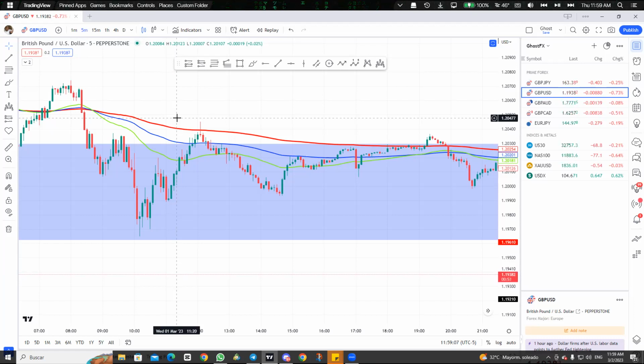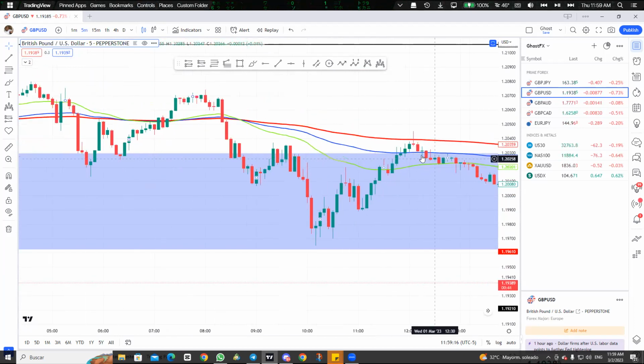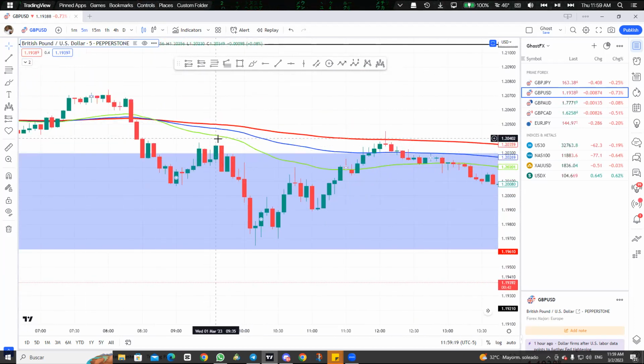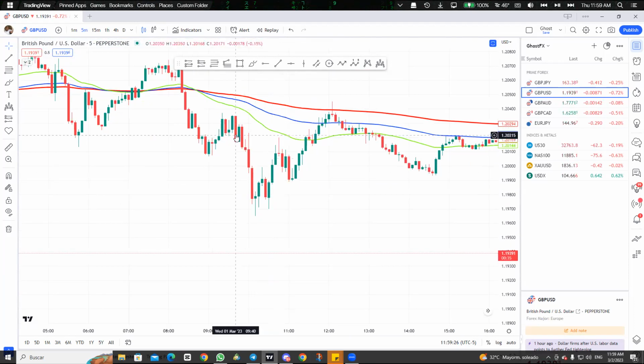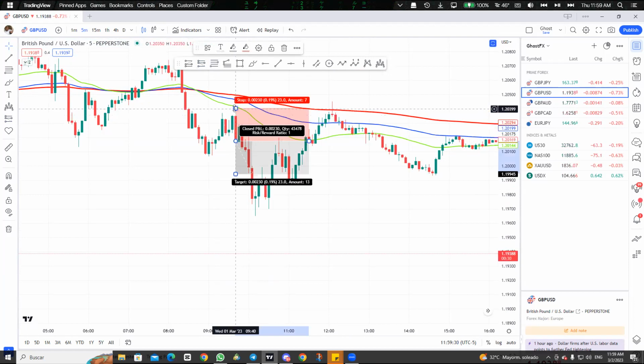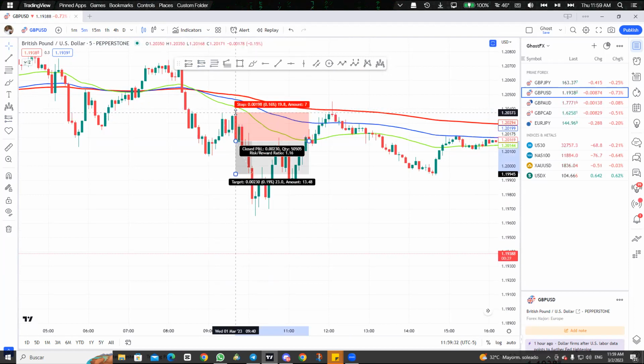Let me show you. Red is on top, blue's in the middle, green's below, right? Now you have two options for an entry. This one is very close to the green line, and we have an engulfing candle, right? Let me take all this off. And you have an engulfing candle, right? You have an option of entering here, and go for 20 pips or go for 50.